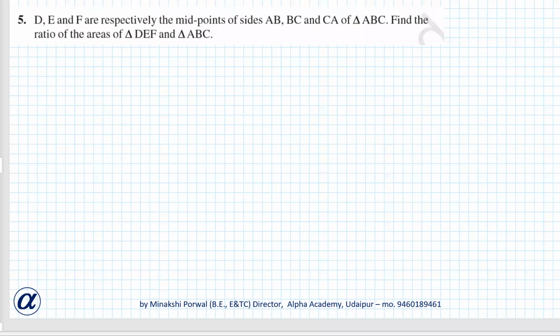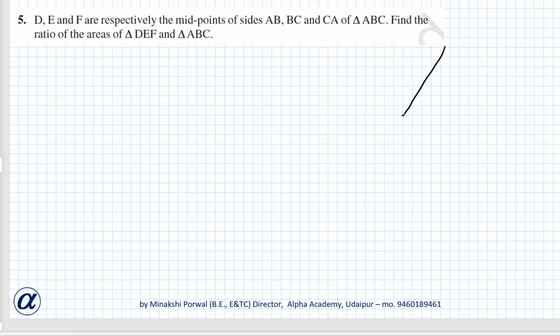D, E, and F are respectively the midpoints of sides AB, BC, and CA of triangle ABC. Find the ratio of areas of triangle DEF and ABC. Okay, so it is given that these are respectively midpoints of sides of triangle ABC.